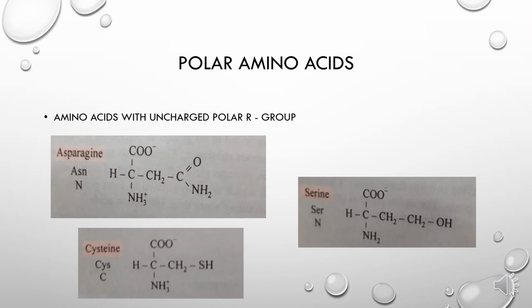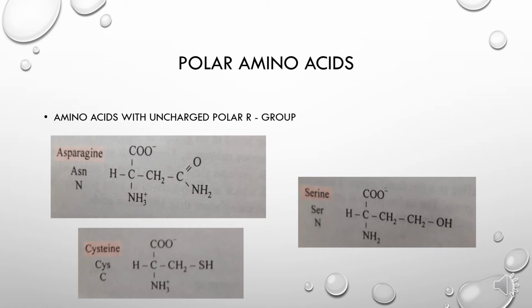The second class of amino acids are polar amino acids, in which amino acids with an uncharged polar R group or side chain fall. For example, serine and threonine are polar since both carry a hydroxyl group. Asparagine and glutamine carry a polar amide group. The aromatic tyrosine also has a hydroxyl group which can donate as well as accept a hydrogen bond. Another amino acid containing a sulfhydryl group is cysteine.